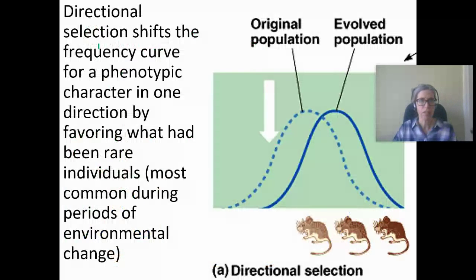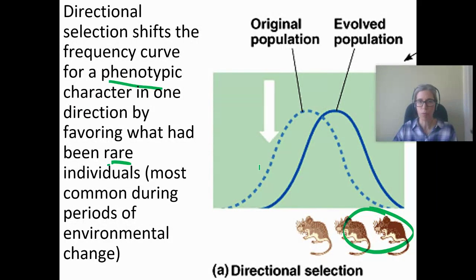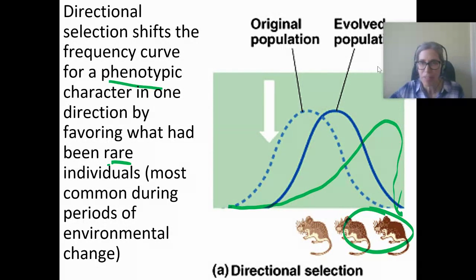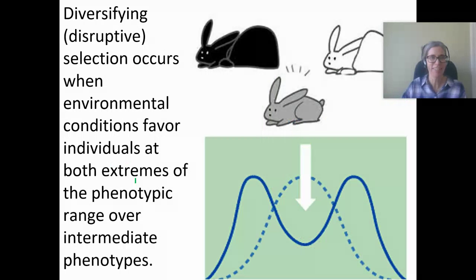So directional selection shifts the frequency curve for some phenotypic trait or character in one direction by favoring what had been rare. So the darker colored ones had been rare before, and now they're more common. It might not look like a bell. It might get shifted to look something more like this. Whoops, that's not an awesome picture, but it might get shifted to look, I don't know, like that. Anyway, it might not be an exact bell.